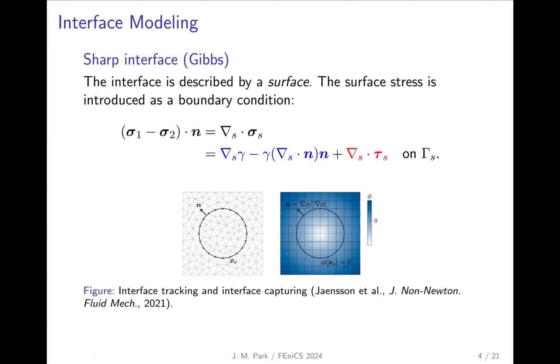For the sharp interface, we have different approaches to capture or track the interface. We may explicitly track the interface in a Lagrangian way, which is called the interface tracking method, or we may use some scalar function to implicitly describe the interface position. Anyway, they are sharp interface approaches. And as I mentioned, the surface stress is introduced as a boundary condition on the interface.